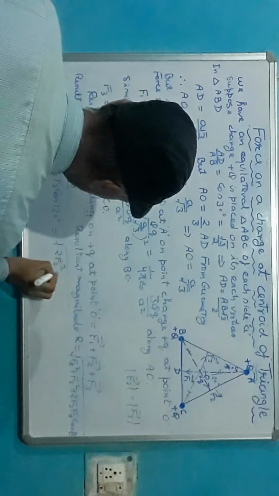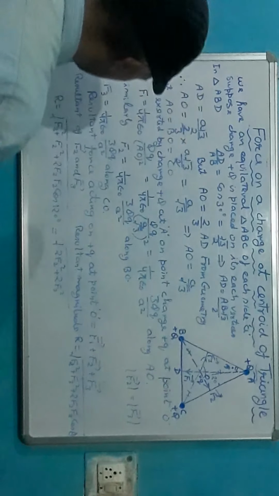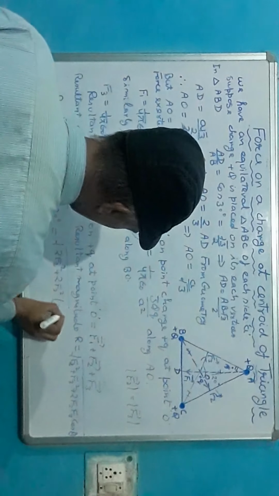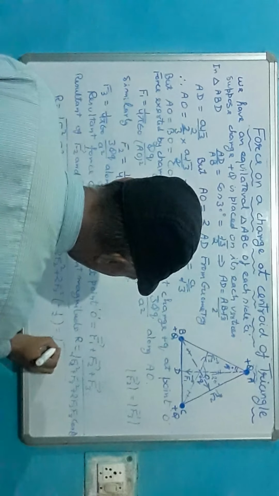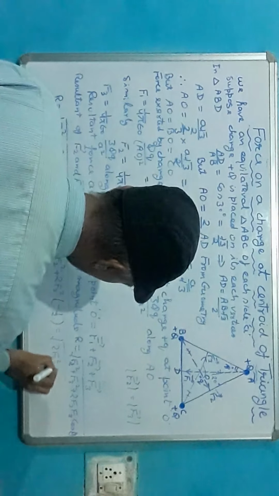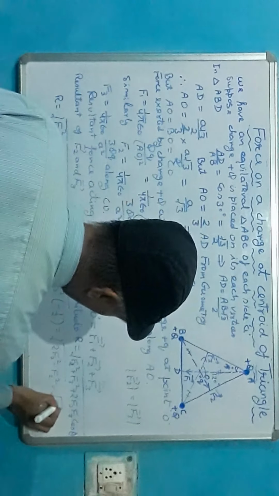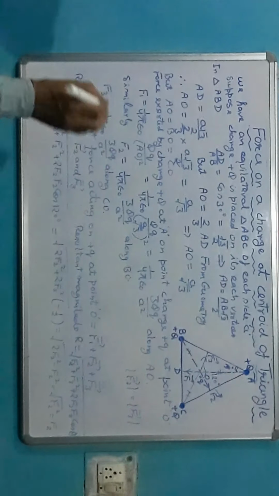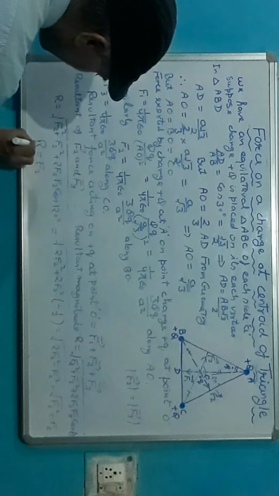2F2 square plus 2F2 square, and the value of cos 120 is minus 1 upon 2. So as a result you get the root of 2F2 square minus F2 square, you get F2 square, that is equal to F2. So what I have got now is that the resultant of these two forces is equal to F2.